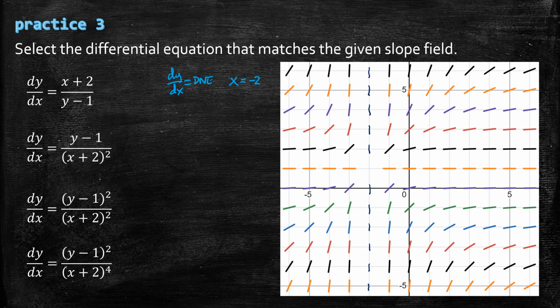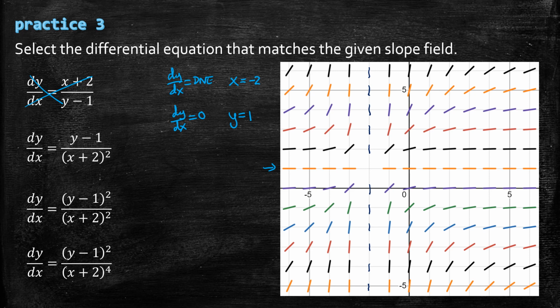So that suggests that we have to have x plus 2 in the denominator to make it undefined. So that immediately rules out this one because x plus 2 is in the numerator there. Now let's look at where dy/dx equals 0. That seems to happen all along here where y equals 1. So we need y minus 1 in the numerator, but all three of them satisfy that condition. So let's look at something else.